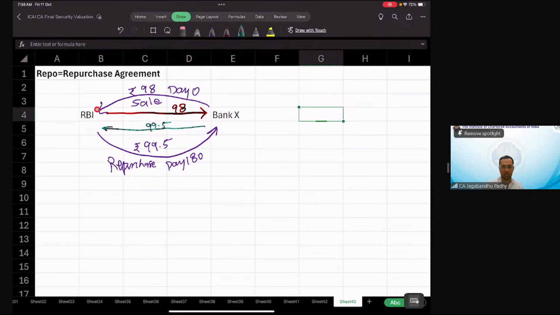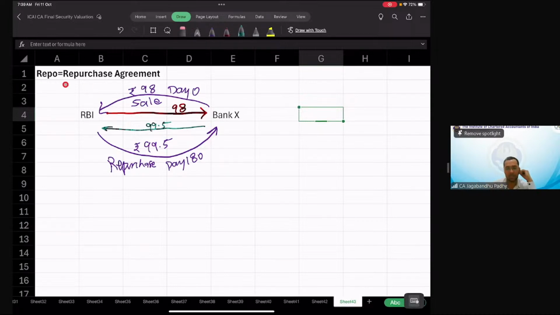One transaction is happening on day 0. This is called the first leg of the transaction. And then on a future date, you will have the second leg of the transaction happening, where RBI returns the government security to the bank for a repayment of the loan along with the accrued interest. Okay, so are we clear?